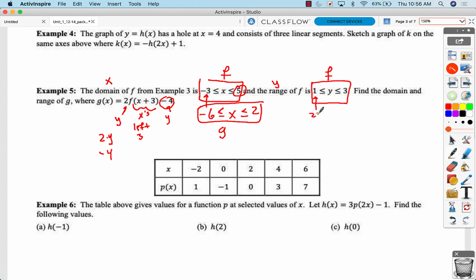So 2 times 1 minus 4. So negative 2 y. I need to transform that. Okay, 2 times that, which is 6. 2 times 3, and then minus 4. So 6 minus 4 is 2. Literally, that's how you do it. Okay, go back, erase it, try it on your own. See if you could get it based off the transformation.